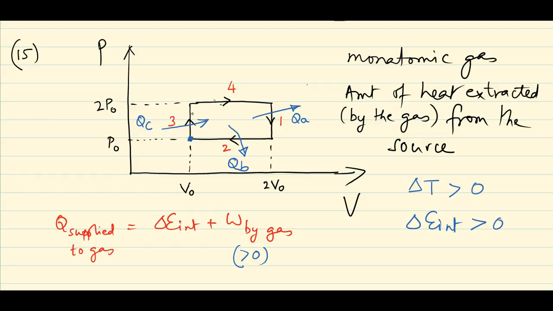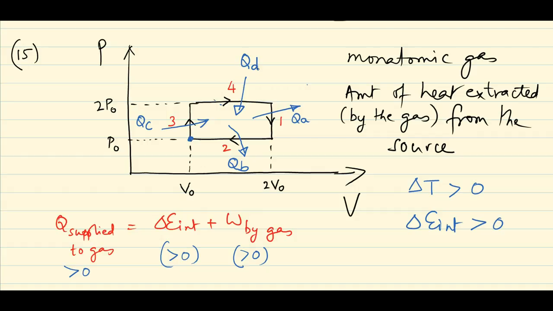Now let's look at delta E internal. This is the isotherm on which the gas is initially, and this is the final isotherm. So it's going from a lower isotherm to a higher isotherm, which means that the temperature is rising, which means that delta E internal is positive and Q supplied is also positive. So the heat which is supplied to the gas during step 4, it's positive, and I'll call that QD.